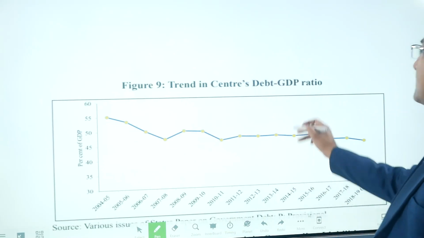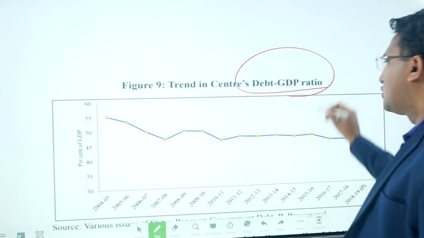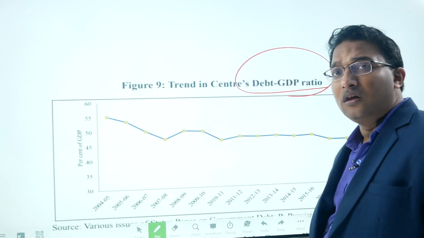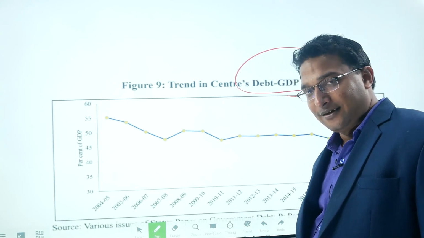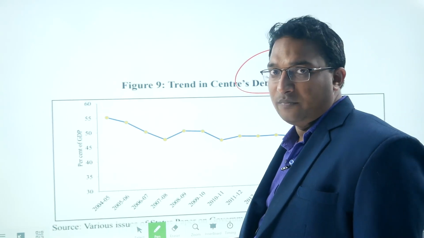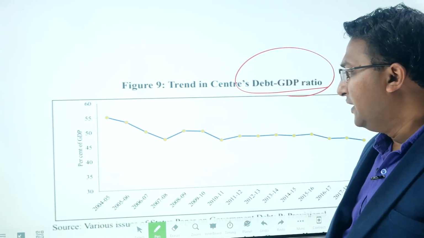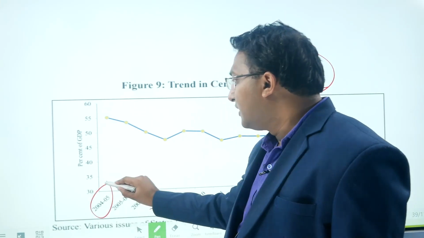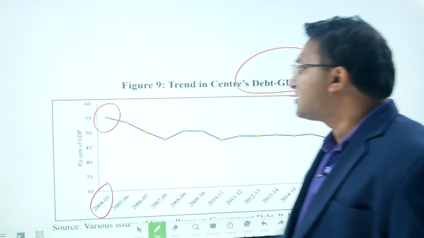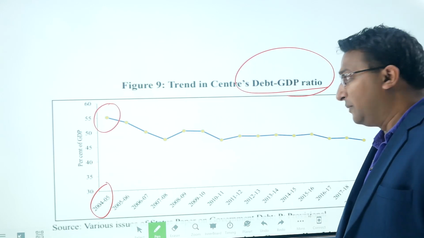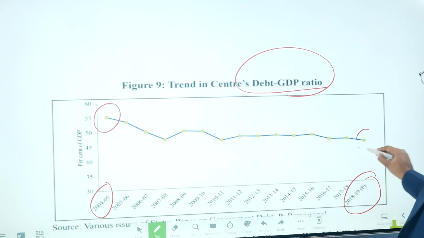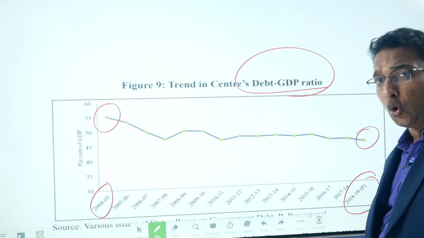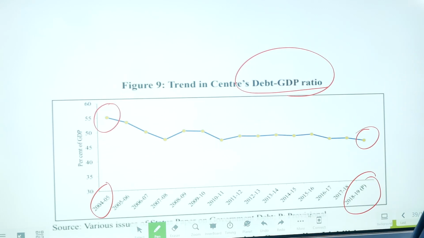Trend in the center's debt to GDP ratio. This is very crucial. Just to recall, the NK Singh committee recommended how much? Less than 40% of the GDP, right? Here in 2004-5, the trend was more than 55% of GDP, right? Now, in 18-19, we are expecting it to be approximately 45%. So there is a huge control, right?